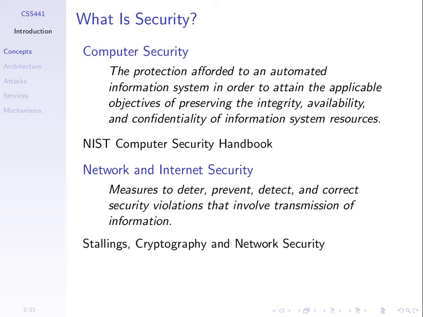So this is saying computer security is providing or preserving three things: integrity, availability and confidentiality of our information system resources, of our hardware resources, software resources, our data. So how do we protect that? That's what computer security is about. These three things of integrity, availability and confidentiality will come up in another slide. This is from some security handbook from the standards organisation in the US.